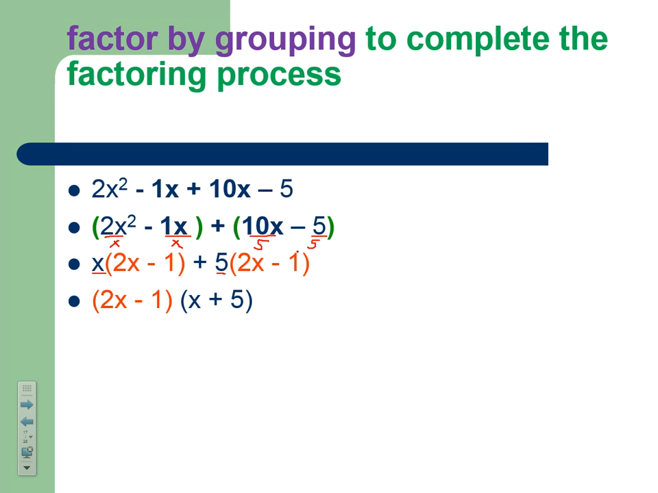It's 2x minus 1. So now I look at this group and this group. What do they have in common? The 2x minus 1. So I bring that down and write it in parentheses because it's the GCF. Now, once I take out the 2x minus 1, what's left? The x plus 5, which we see here. So the original problem in factored form is 2x minus 1 times x plus 5.